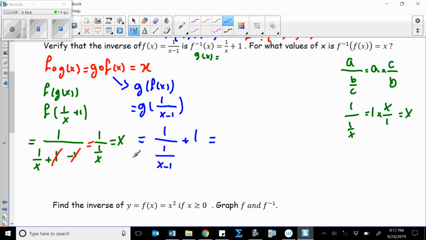Okay, now let's first of all take care of this long fraction, like big fraction. 1 over 1 over x minus 1, like exactly what we did here, is equal to just x minus 1. So it's x minus 1. And then we had a plus 1 here. These ones cancel each other and it's equal to x. Now we see that both f of g and g of f are equal to x. That means f and g are inverse.